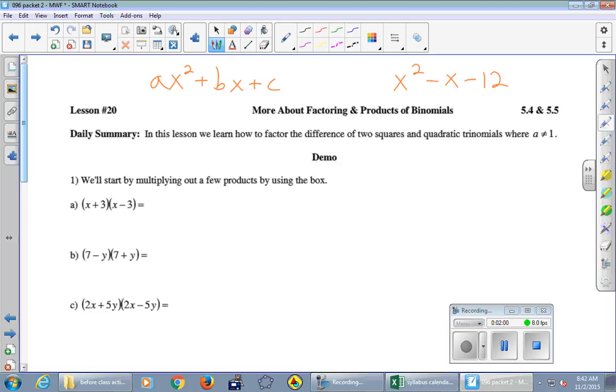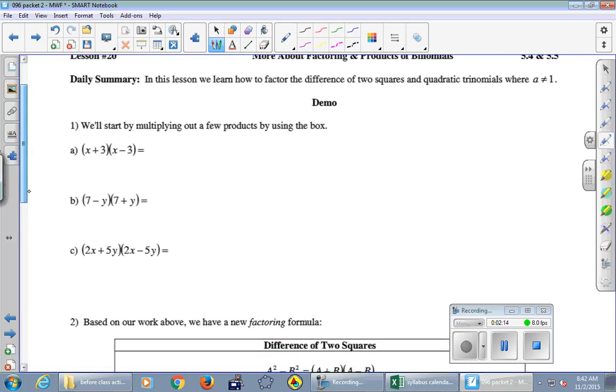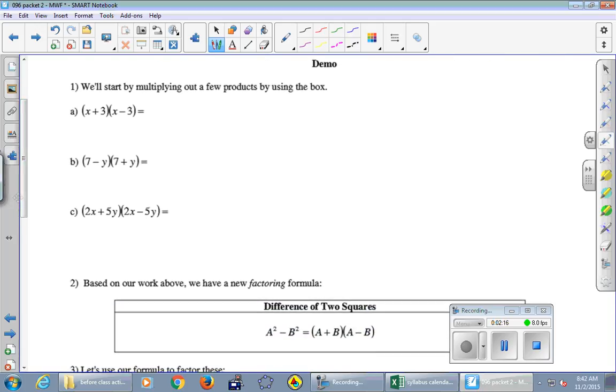But in every one of the problems we did last class, there was an invisible 1 in front of that x squared. But today, it won't necessarily be 1. It'll be different numbers. Okay, so here's our demo. We'll start by multiplying out a few products by using the box. So let's give this a shot. X plus 3 times x minus 3. So maybe we'll just do one with the box and then the rest we'll do using another technique.